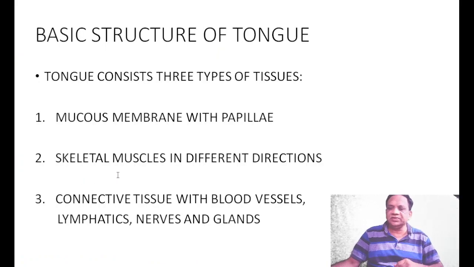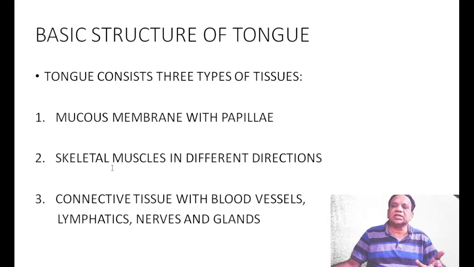If we see the basic structure, the anatomy of the tongue, the tongue consists of three types of tissues. What we see in the oral cavity is the pink colored mucous membrane, and you can see so many elevations on it, which are called papillae. Below the mucous membrane and papillae you will see the skeletal muscles in different directions. Why skeletal muscles? Because we can control our tongue. The skeletal muscles are voluntary and they can alter the shape and size of the tongue, which is useful in both mixing the food and speech.